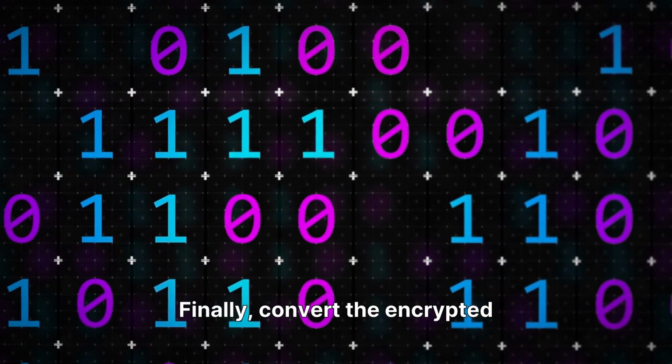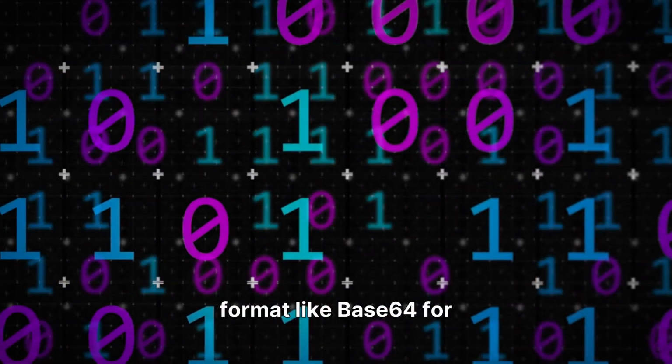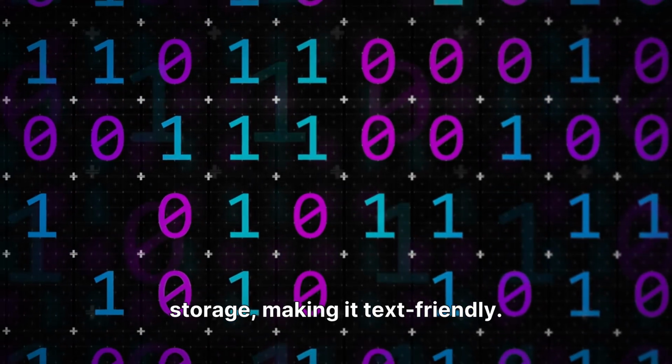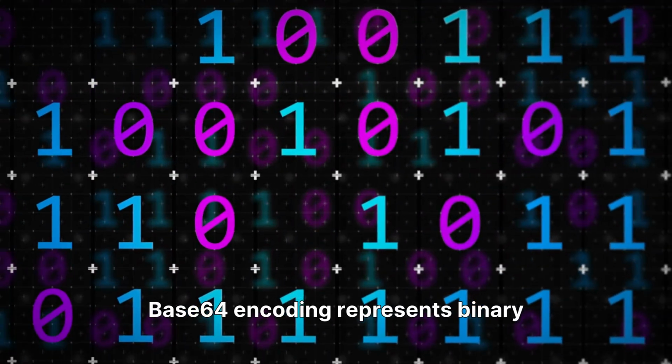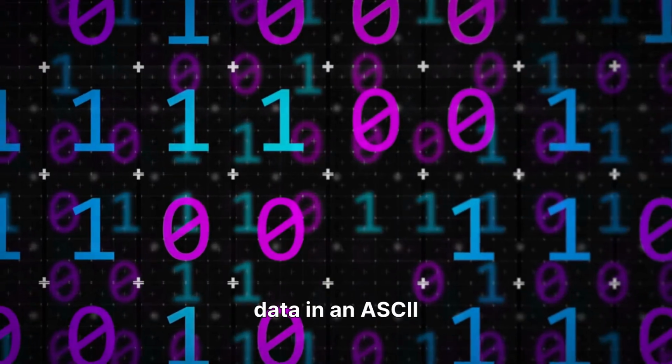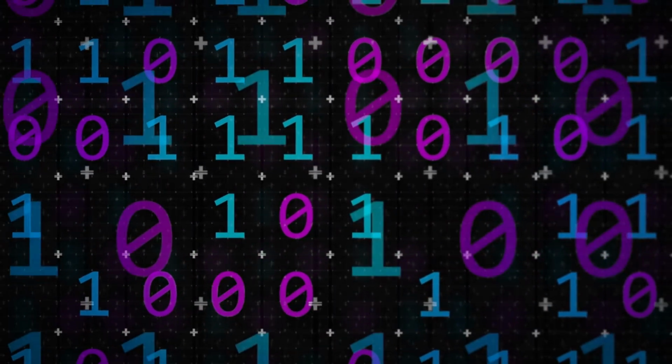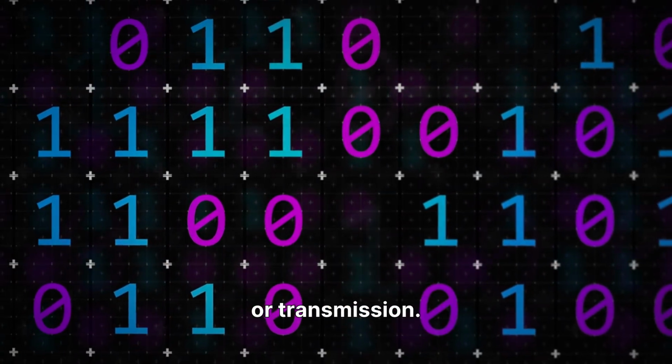Finally, convert the encrypted data to a suitable format like Base64 for storage, making it text-friendly. Base64 encoding represents binary data in an ASCII string format, which is ideal for text-based storage or transmission.